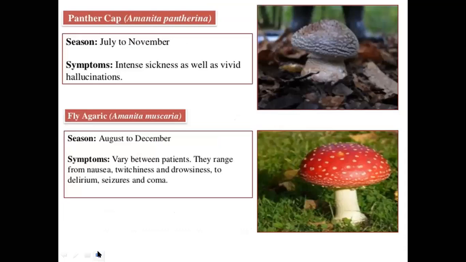Panther cap, Amanita pantherina. Season July to November. Symptoms: intense sickness as well as vivid hallucination. सिकनेस मतलब आपको बहुत ही ज्यादा बुखार आ जाएगा, टेम्परेचर बढ़ जाएगा, एंड विविड हेलुसिनेशन, आपको नशा आएगा.